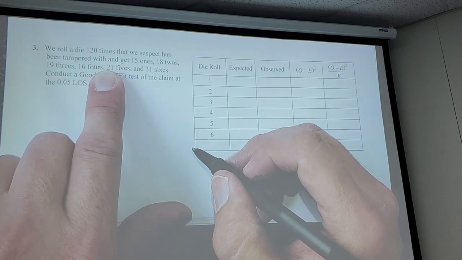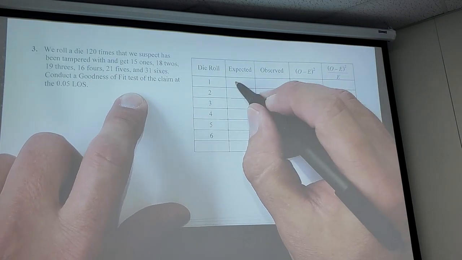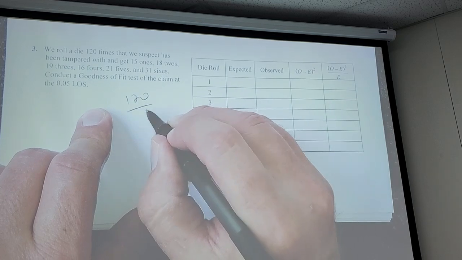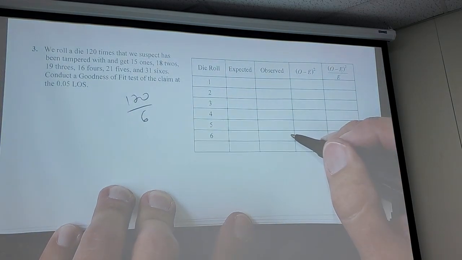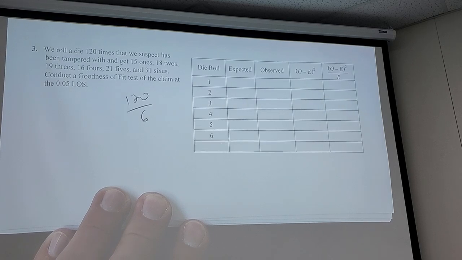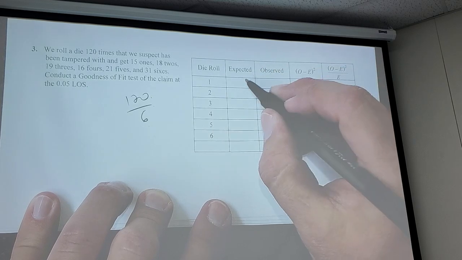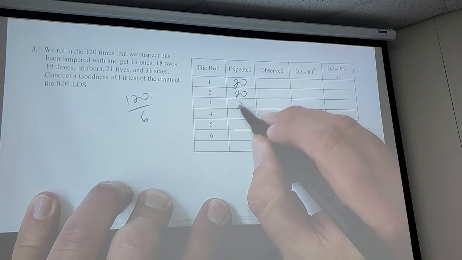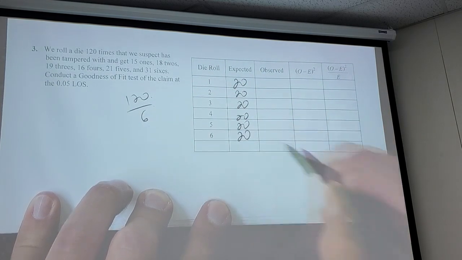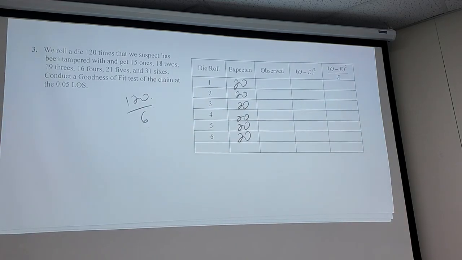So just make sure everybody's off to the right start. How many ones do you expect? 20? Only 20? How'd you get that? 120 divided by 6? Okay. So you take the total number divided by how many categories it could fall into. Each category is supposed to get the same number. So it's just the total number of times you did something divided by how many categories. I love it. So it's just 20s all the way down.